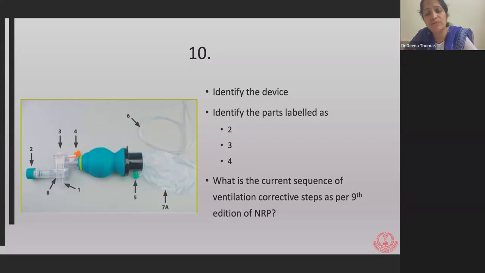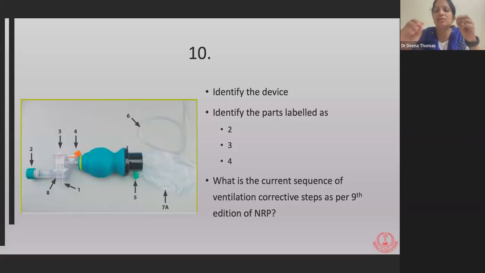If there is still no chest rise after giving 5 breaths, then you give an alternative airway. That was the initial sequence in the previous NRP. Now the current NRP states that you do it as you feel, if you feel that the baby will respond better. So if a baby is full of secretions, you don't need to go through MR SO PA. You go for suction first.